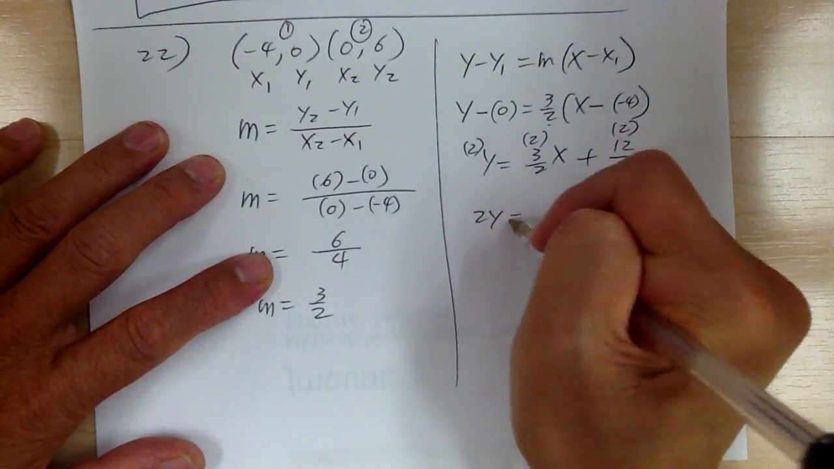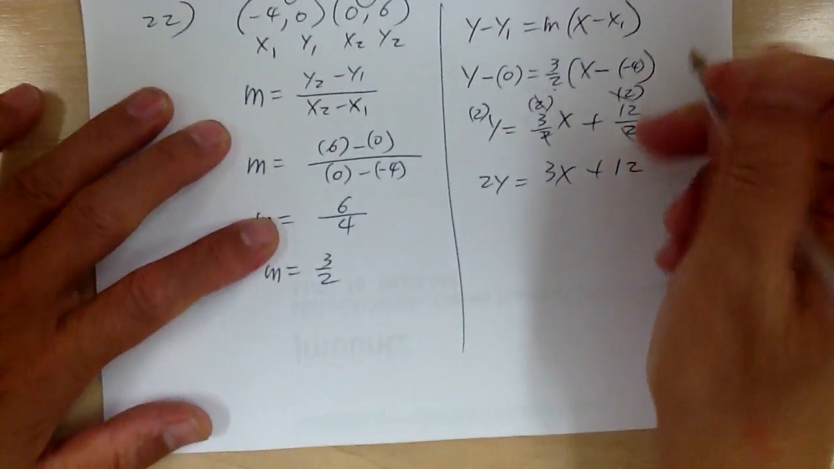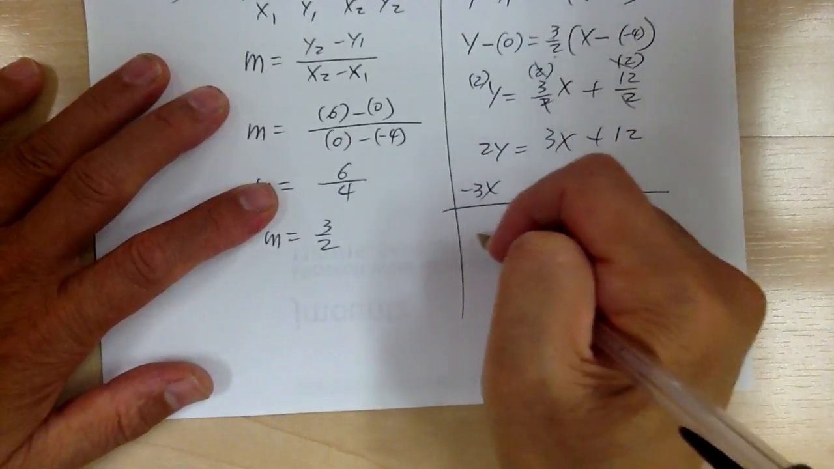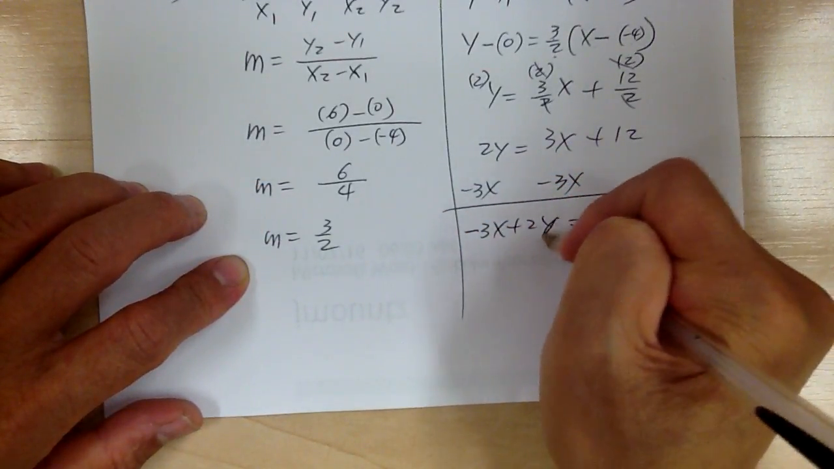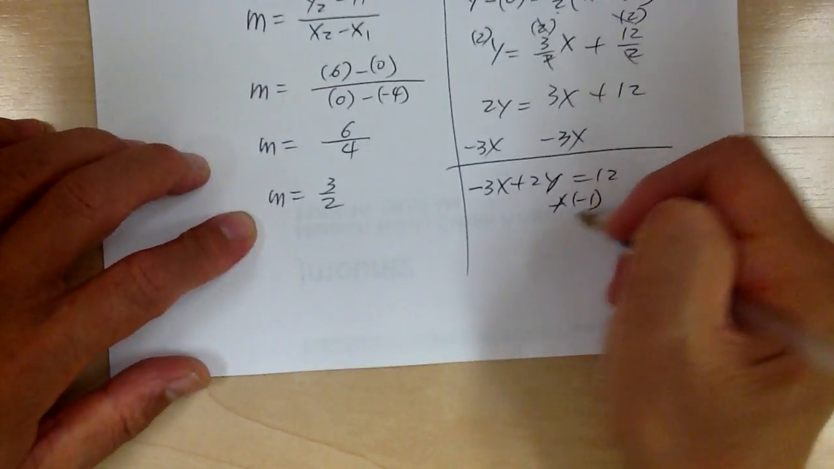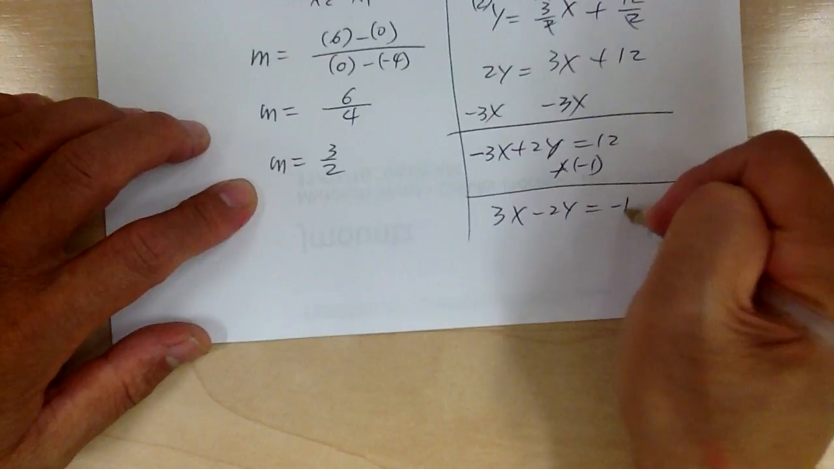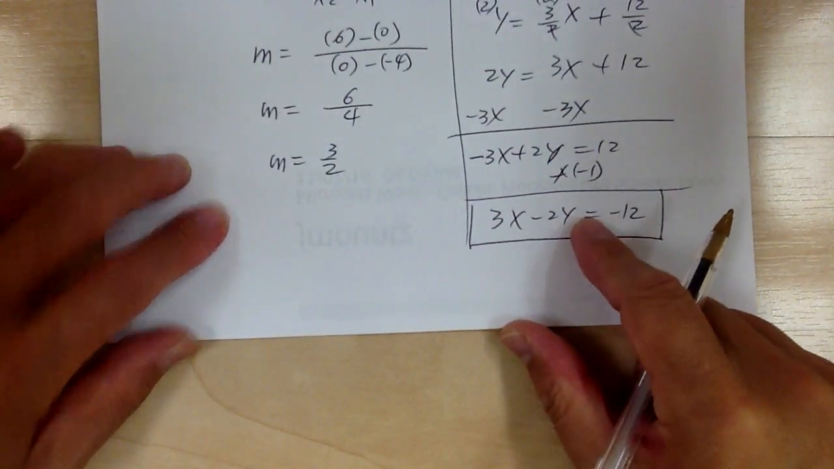So you're going to get 2y equals 3x plus 12, then minus 3x, so you get minus 3x plus 2y equals 12, then you multiply it by -1, so you're going to get 3x minus 2y equals -12. Okay, and that's your answer. That's your standard form.